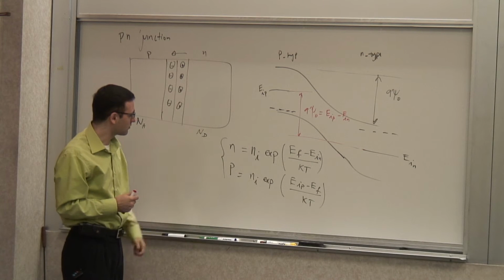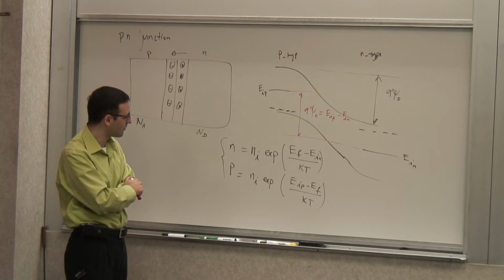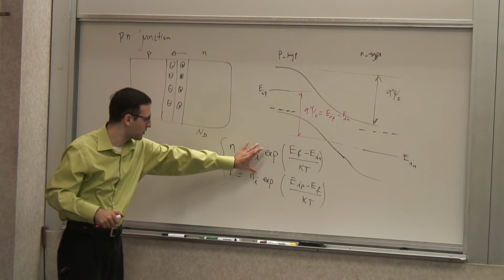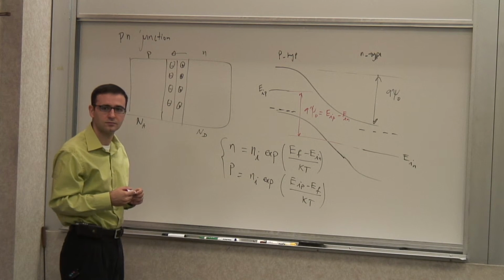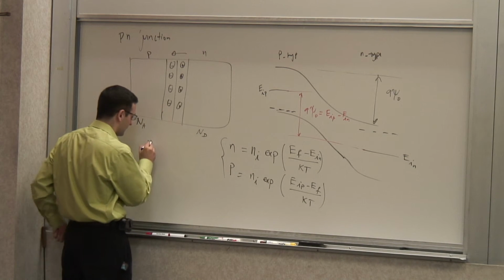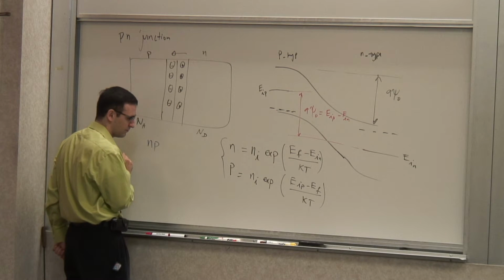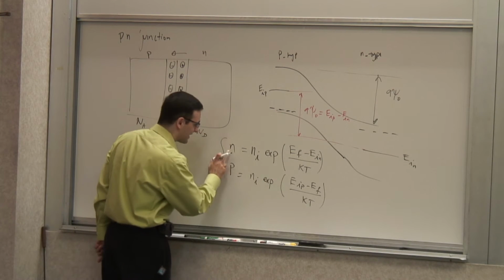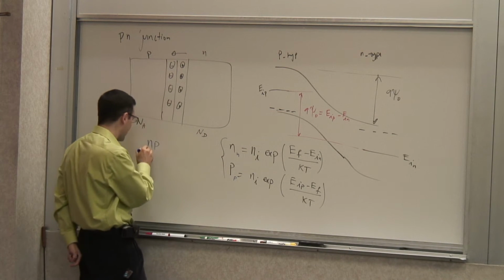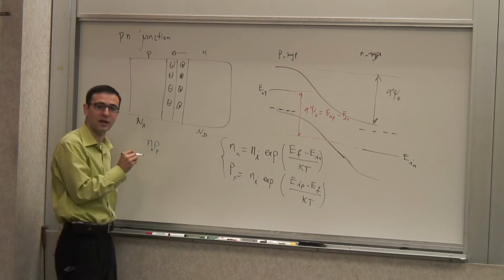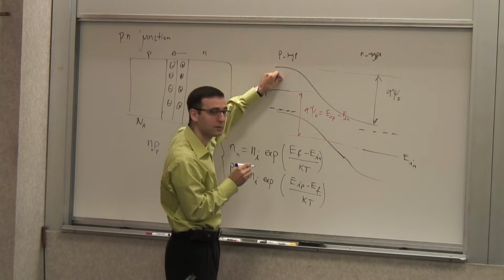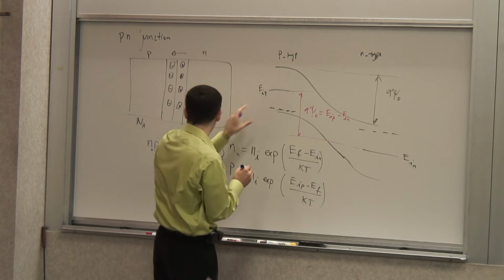So if I have these two, can you think of a simple way I can arrive at the relationship between these two? What if I multiply both sides of this equation? So I multiply both sides, I get N times P. Well, but remember, this is N on the N side, and this is the P on the P side. So it's not that N times P is going to be Ni squared. The fact that the product is Ni squared is valid at any given point. But it's N on this side and the P on the other side.